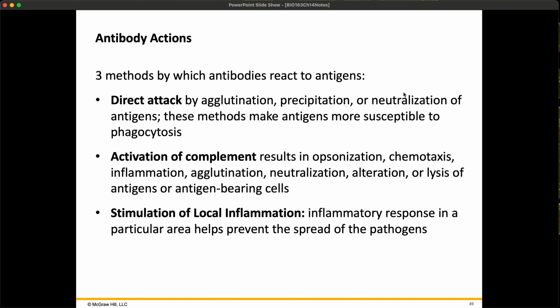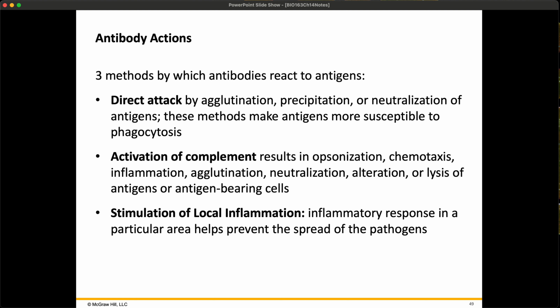Three methods by which antibodies react to antigens: direct attack, activation of complement, or local inflammation. So they can do a direct attack through things like agglutination, precipitation, neutralization of antigens, just making it more susceptible to phagocytosis. We'll get into those. We'll get into all these just a little bit more.